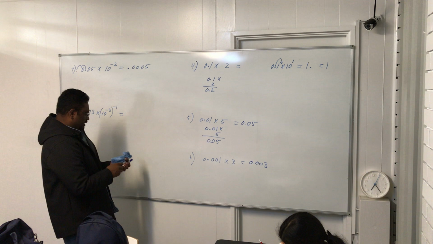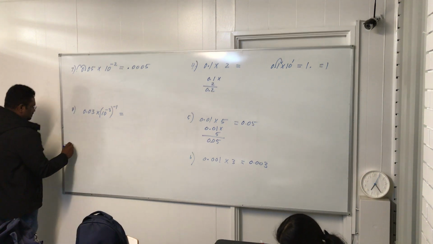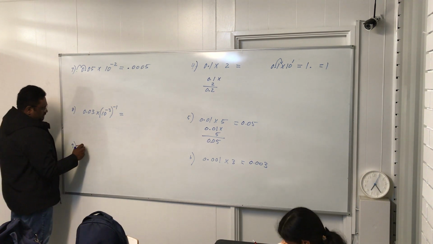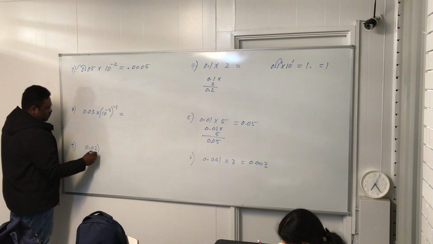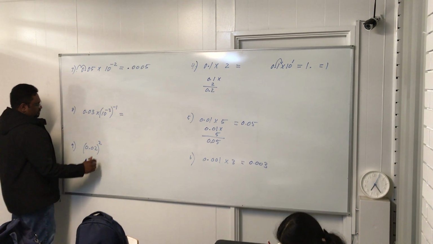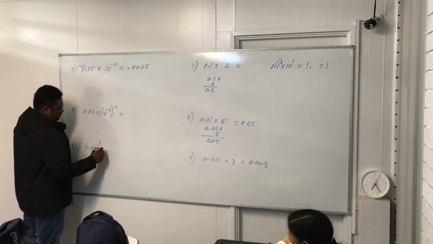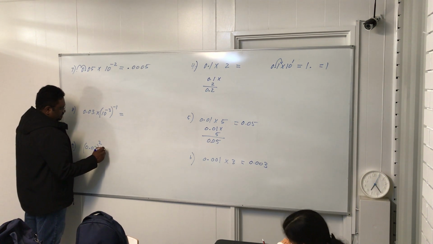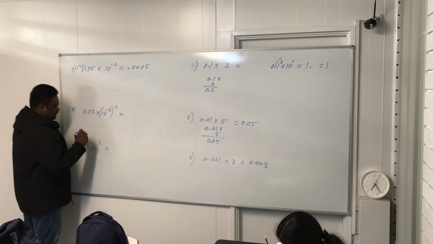Okay. So I will put the 9th question here. 0.02 squared. What is that?